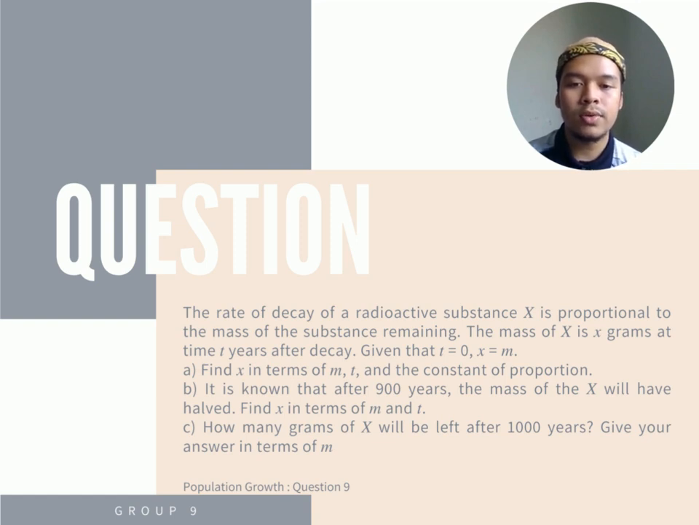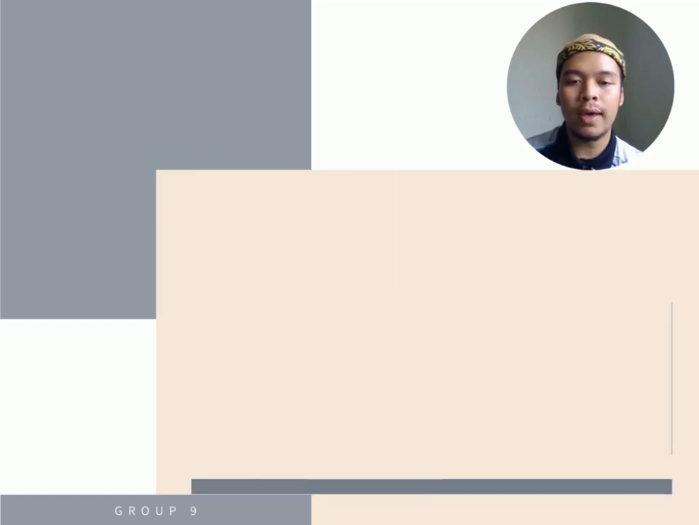Question B, it is known that after 900 years, the mass of X will have halved. Find X in terms of m and t. And question C, how many grams of X will be left after 1000 years? Give your answer in terms of m.